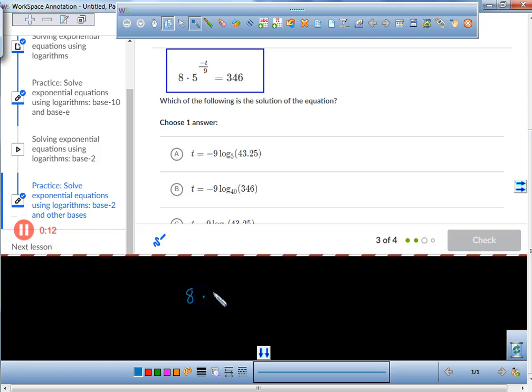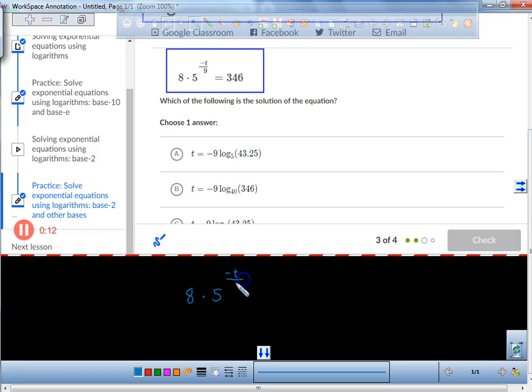8 times 5 to the power of negative t over 9 equals 346. So please write that down nice and neat, and we'll be working through this.